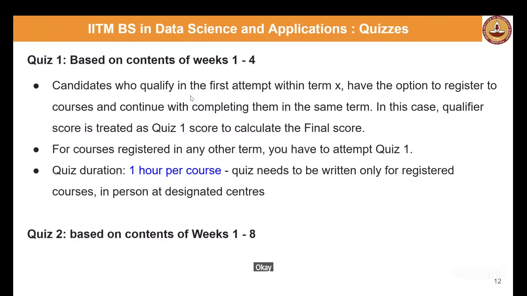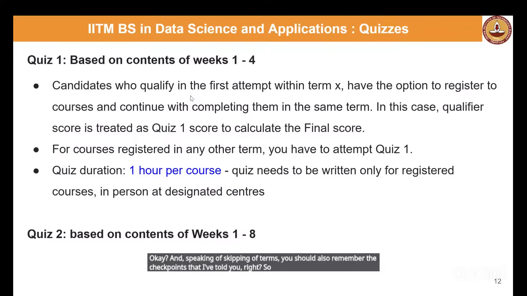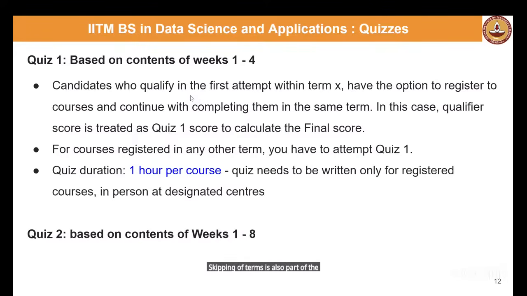And speaking of skipping terms, you should also remember the checkpoints that I've told you. I assume that you have started in May 2026, and you can skip in between, say, September 26 or something. But remember, completing 4 courses and 4 terms is mandatory. Skipping of terms is also part of the term calculation. Have I made myself understood, Basu? Yeah, ma'am, I understood that.